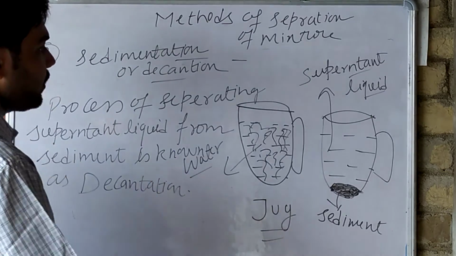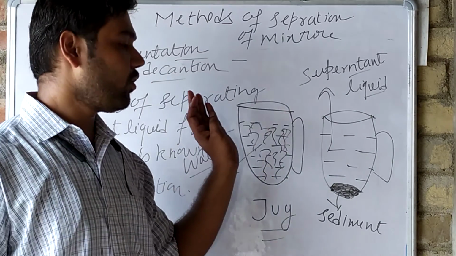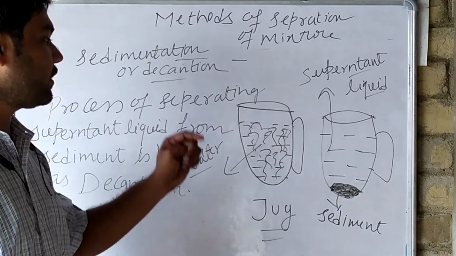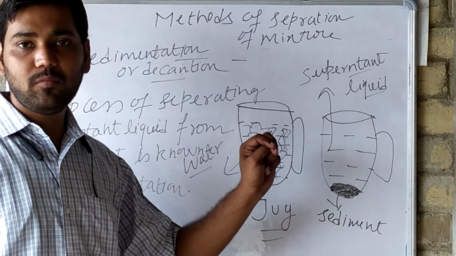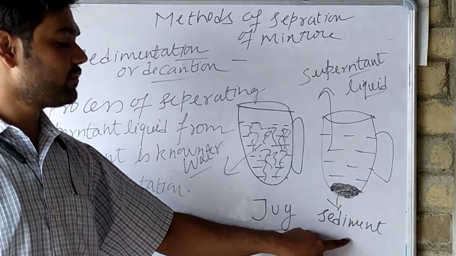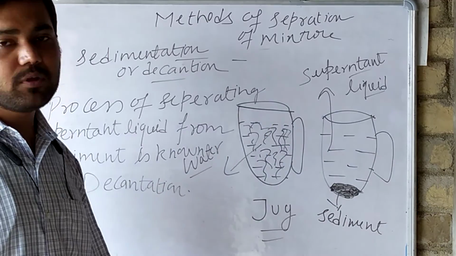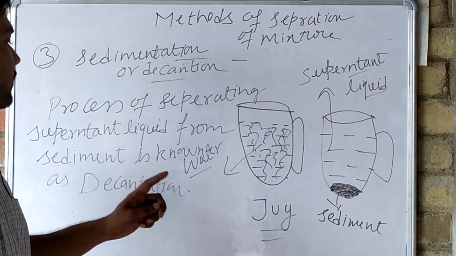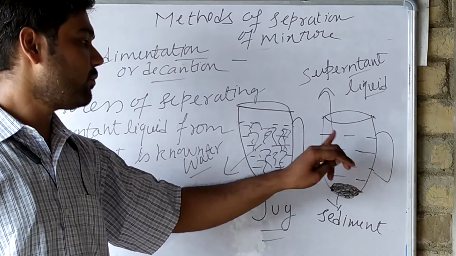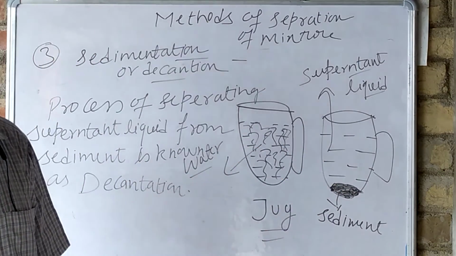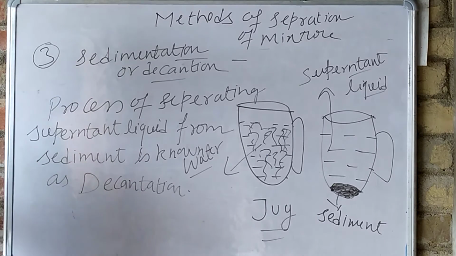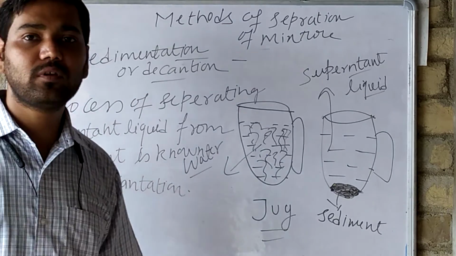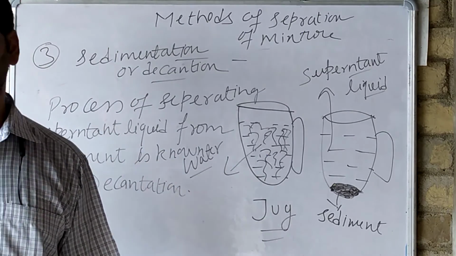That means what have we done? We separated the liquid into another vessel, and the sediment remains in the other vessel. This is decantation. What is sedimentation? Both are in the same vessel, but the sediment is settled down and the liquid is above the sediment. This process is known as sedimentation, and the process of separating the liquid from the sediment is known as decantation.